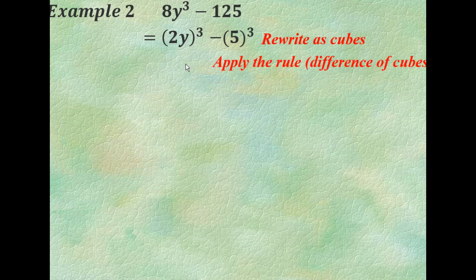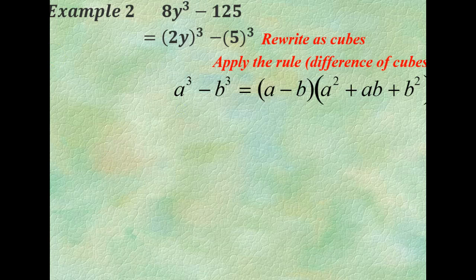Okay? So we're going to apply the rule. This time it's a difference of cubes. So I'm going to go ahead and write the formula. You'll notice that this and this are on top of each other. That means this is A, and that my B is 5. So when I go to fill it in here, I'm going to put the 2y there and the 5 there.